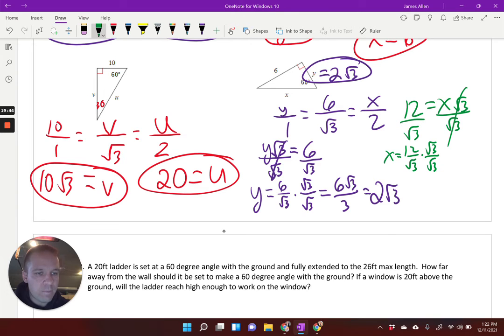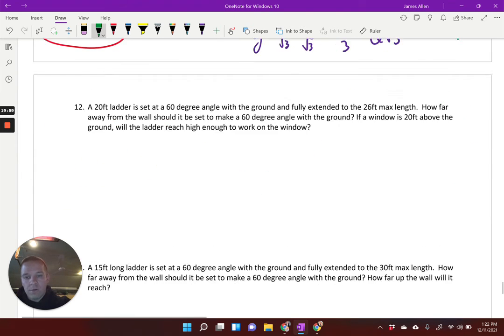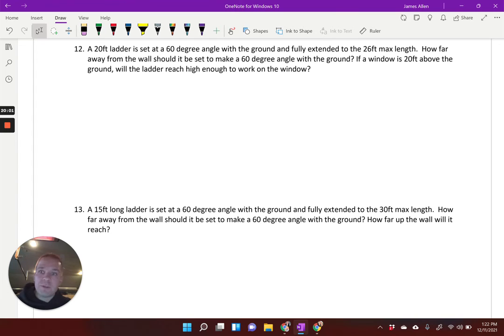Rationalize. And then I get 12 root 3 over 3, which does reduce to 4 root 3. And as we said, it is double the y. 2 root 3 times 2 is 4 root 3. Cool. Woo. Little bit more. Almost done.